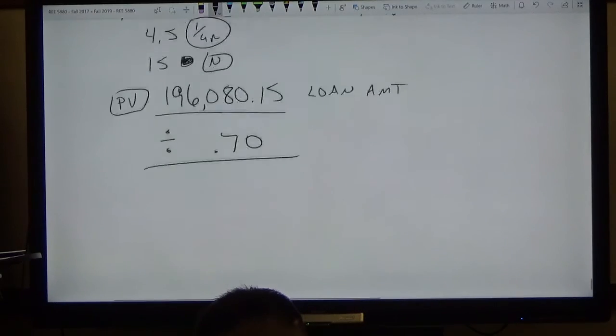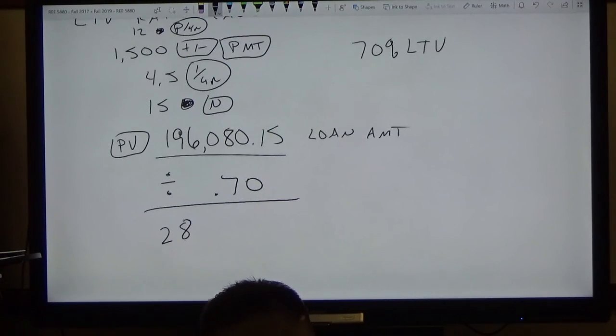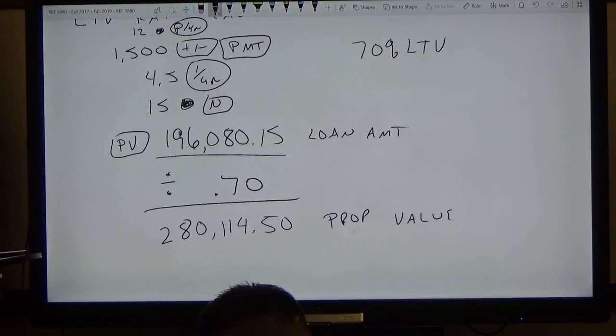Divide by 0.7. Okay, so $196,080.15 divided by 0.7 is $280,114.50. So that would be the property value, or the purchase price, the max purchase price.